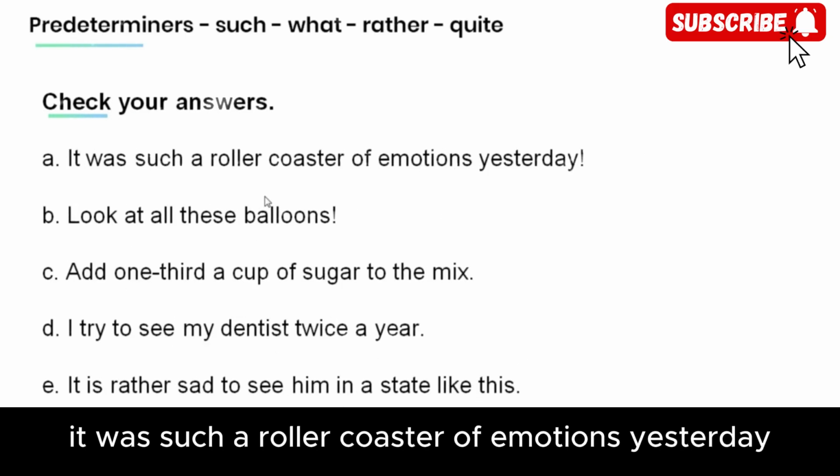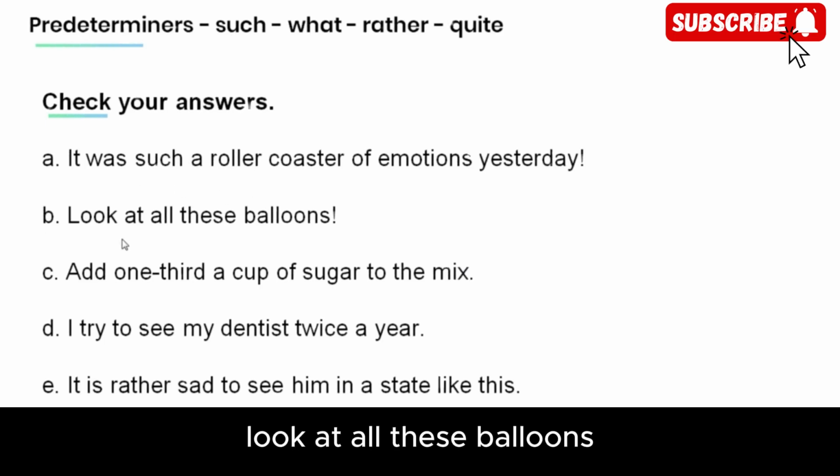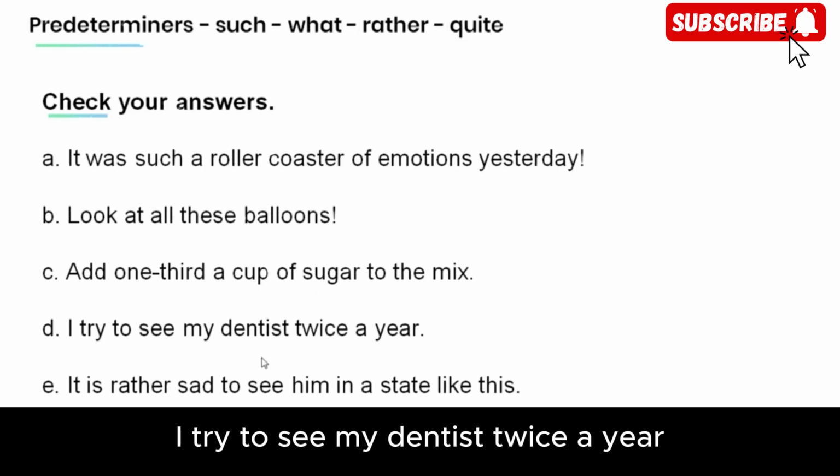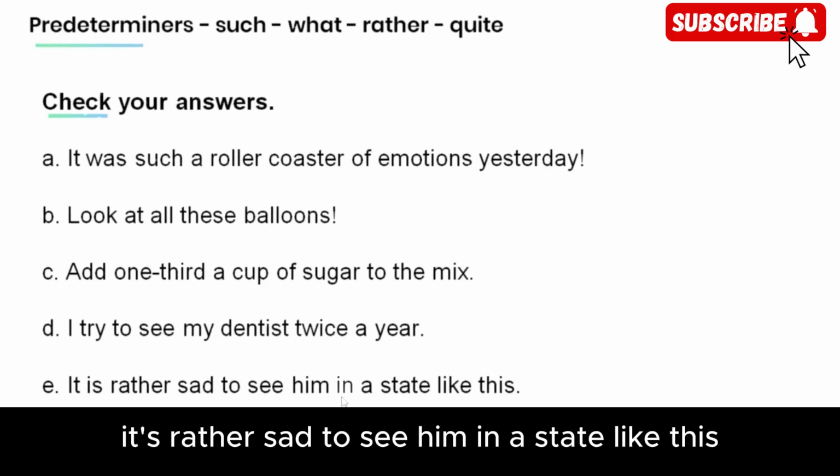It was such a roller coaster of emotions yesterday. Look at all these balloons. Add 1/3 a cup of sugar to the mix. I try to see my dentist twice a year. It's rather sad to see him in a state like this.